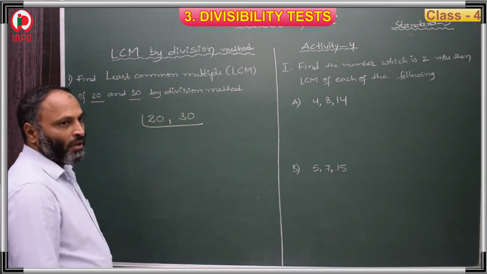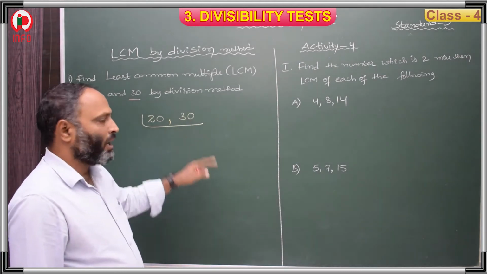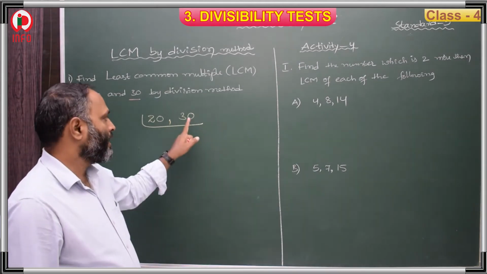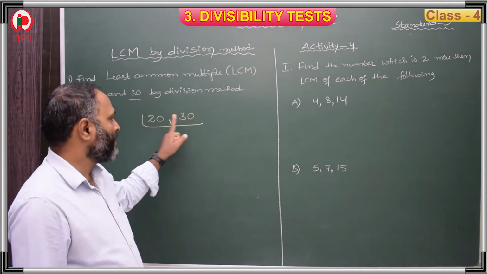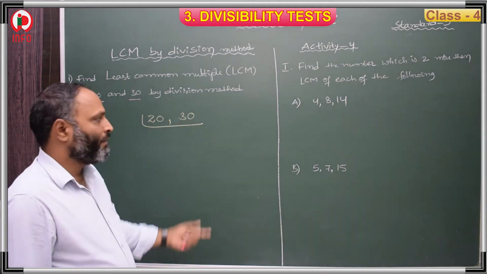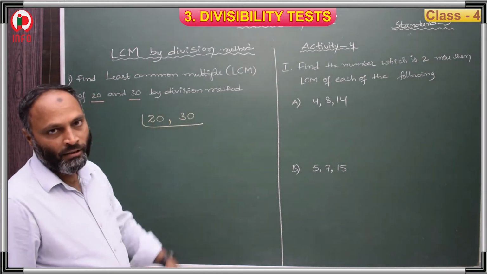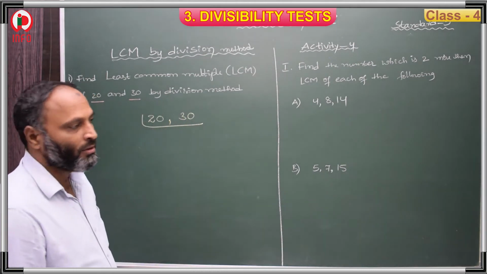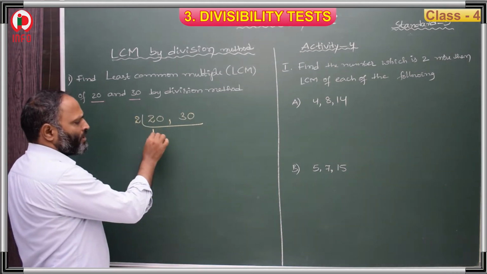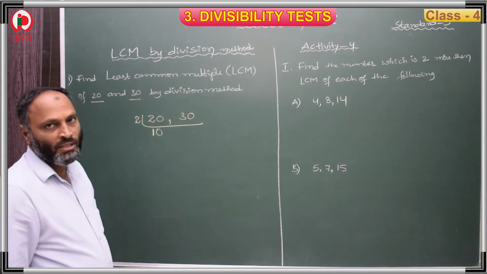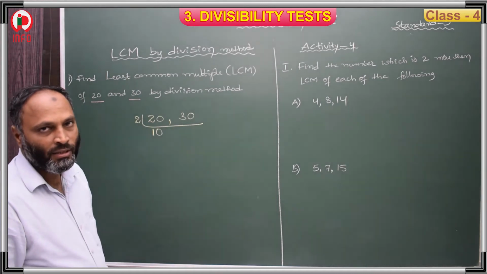Now 20 and 30, these two are even numbers. Why? Because in the one's place 0 is there, in the one's place 0 is there. It means these two are even numbers. When the numbers are even, then we take the 2 table. 2 ones are 2 and this 0 as it is. 2 tens are 20.